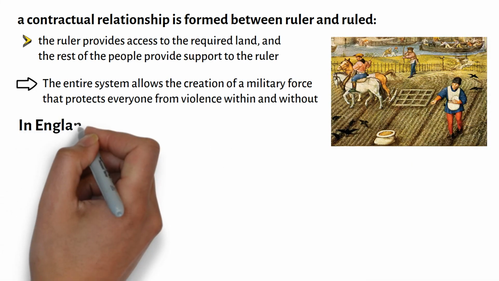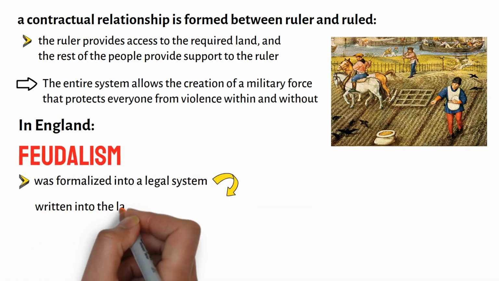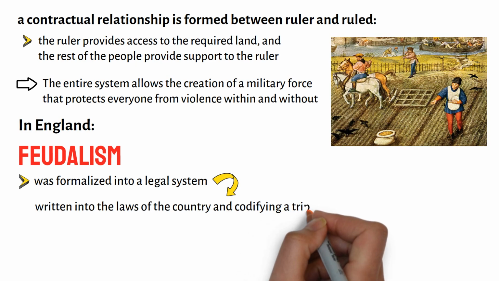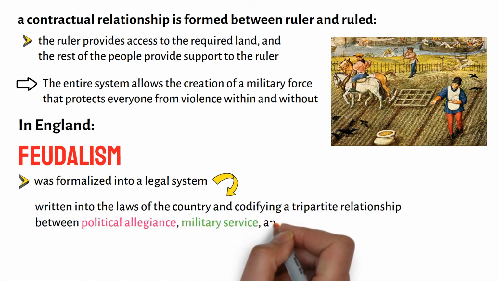In England, feudalism was formalized into a legal system, written into the laws of the country and codifying a tripartite relationship between political allegiance, military service, and property ownership.